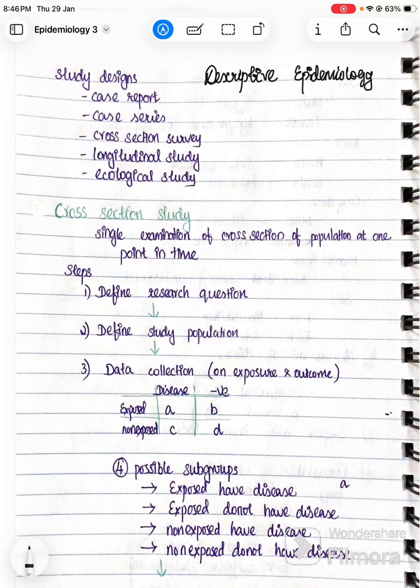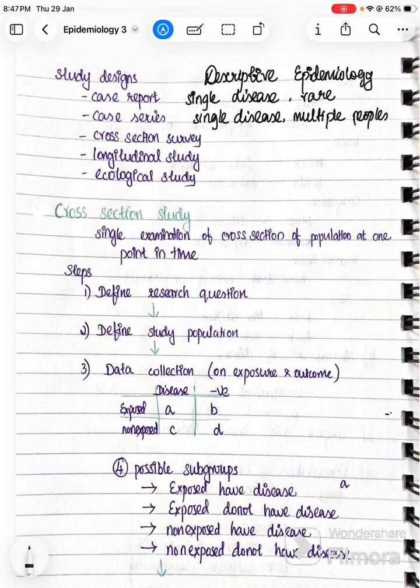Some of the descriptive study designs: case report, case series, cross-sectional study, longitudinal study, ecological study. Case report, we are going to write a report about a single disease in detail. It can be done for rare diseases. And case series, single disease and multiple cases. Suppose 10 people are having a particular disease, we are going to write in detail what manifestations are common in them. That is case series.